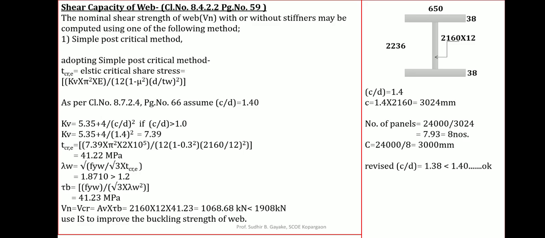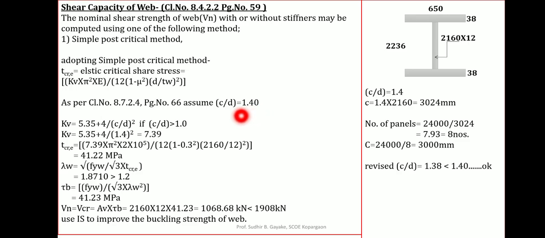So initially you assume intermediate stiffeners according to C by D ratio, and as per clause number 8.7.2.4, page number 66, C by D ratio should be equal to or less than root 2. Root 2 value is near about equal to 1.40. Suppose I will assume C by D ratio equals 1.40. Now here C is nothing but the spacing between the stiffeners along the length, and D is the depth of your web. So I will assume that ratio to be 1.4.